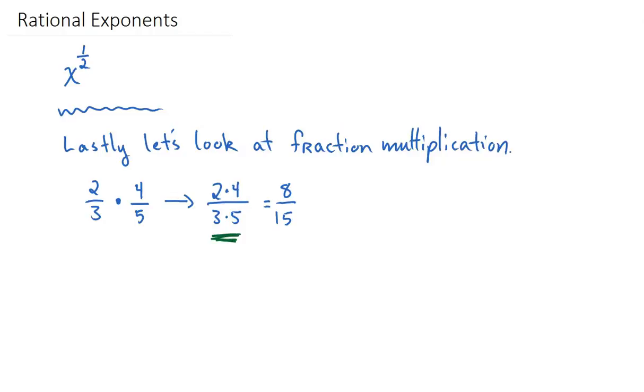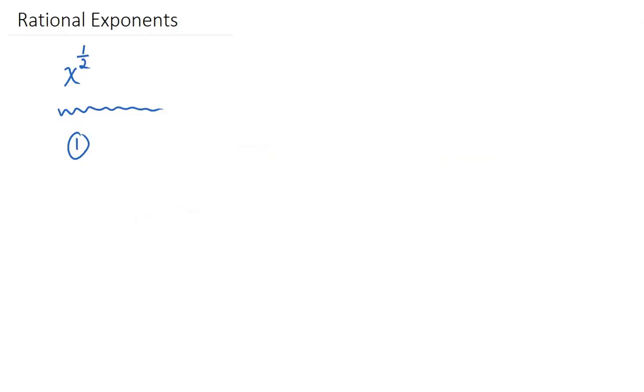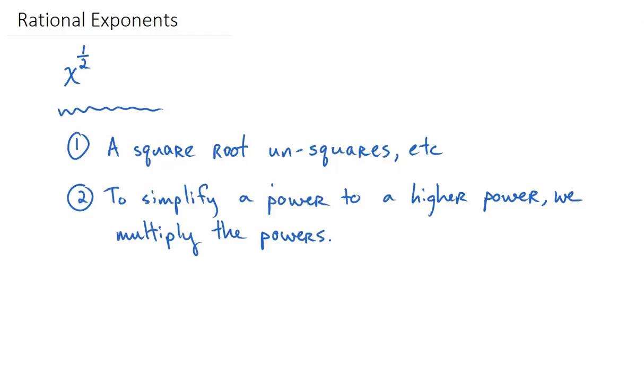You can then reduce, or you can reduce before you multiply, but I'm just trying to bring back the memory of learning fraction multiplication. So we've reviewed three things here. First of all, that a square root unsquares, a cube root uncubes, etc. Next, we looked at how, to simplify a power to a higher power, we multiply the powers. And then last, we briefly looked at fraction multiplication. So now let's start dumping all these ideas in the same pot to see what's going on here.